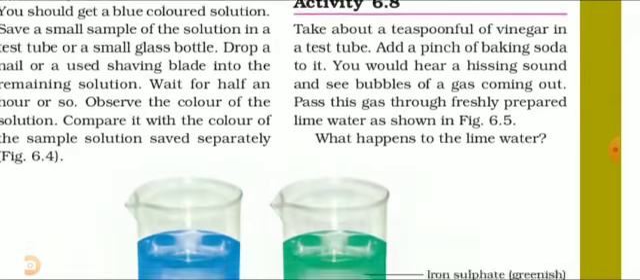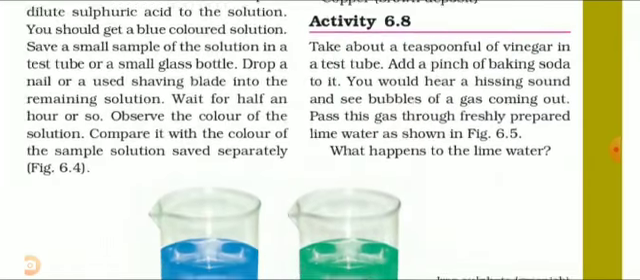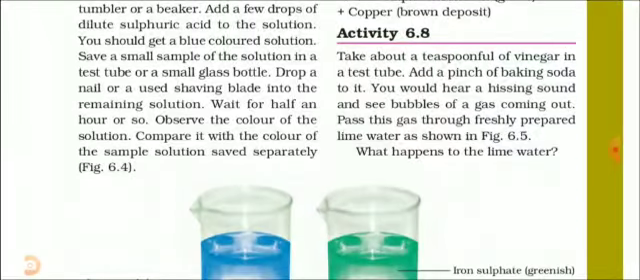So next, activity 6.8: take about a teaspoonful of vinegar, that is acetic acid, and its chemical formula is CH3COOH, in a test tube. Spoonful of vinegar लेना है आपको एक test tube में. Add a pinch of baking soda, that is sodium bicarbonate NaHCO3, to it. Simply we have to add vinegar to baking soda.